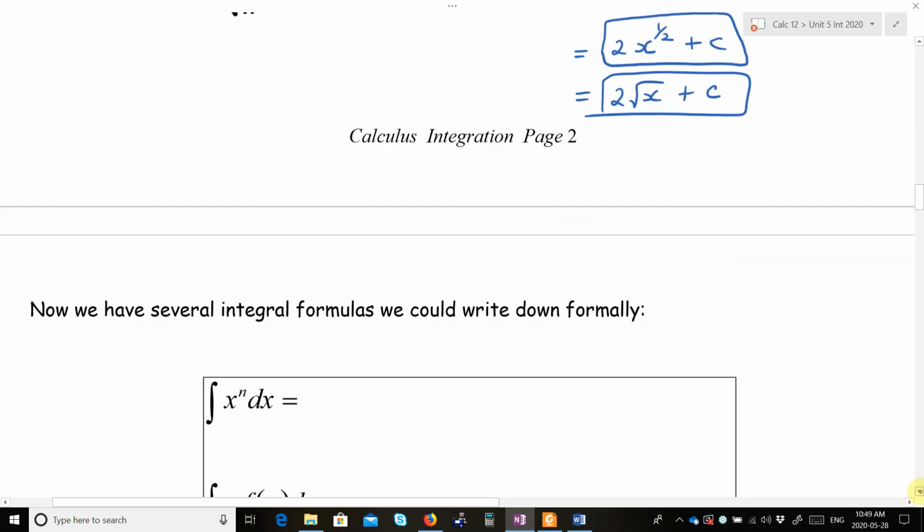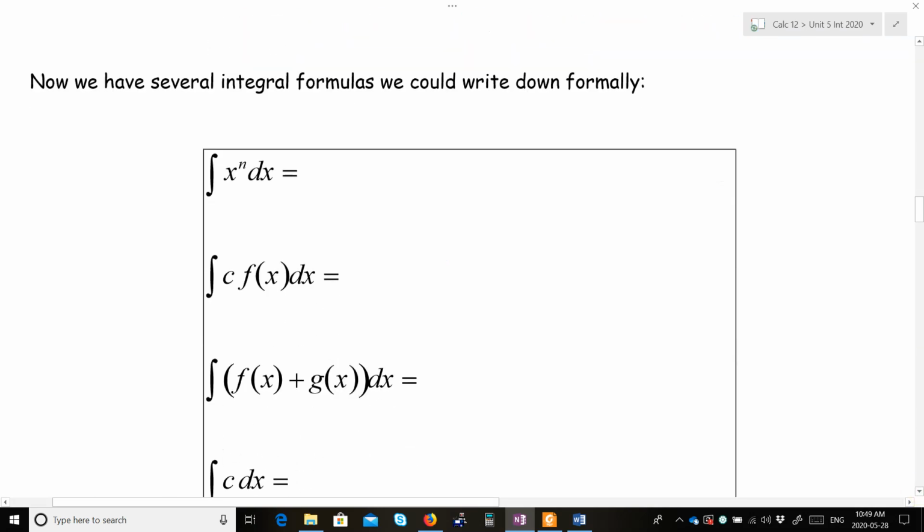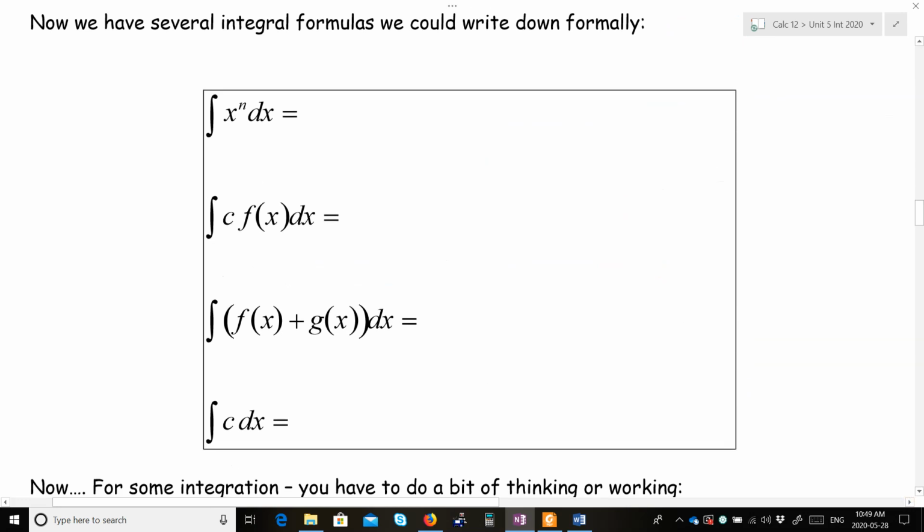Okay, and so that brings us to page 3. Now we have several integral formulas we could write down formally. The integral of x to the n dx, it's like reverse power rule. The power would go up by 1, and whatever's in front gets divided by that new power, and plus c.